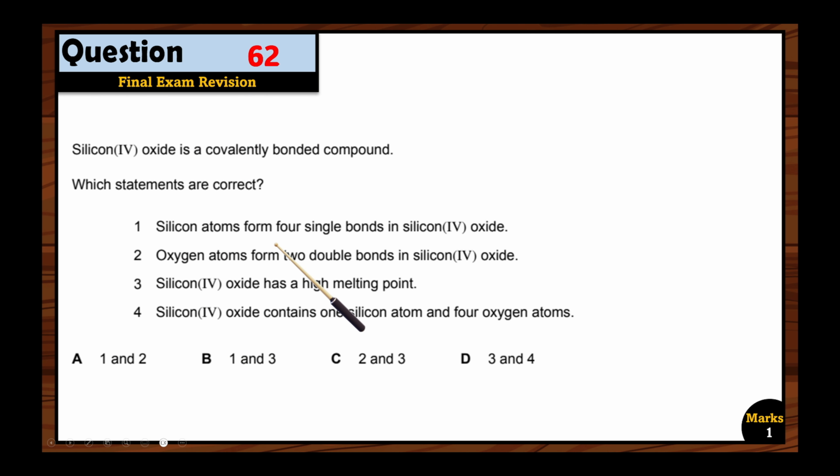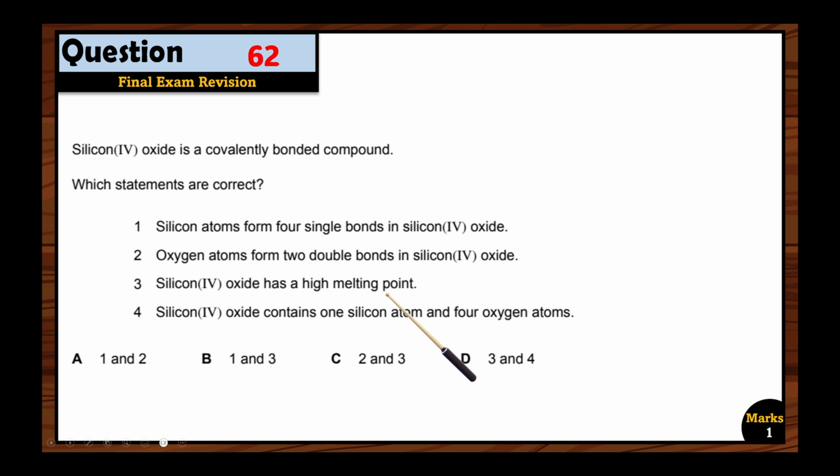Question 62. Silicon oxide is a covalently bonded compound. Which statements are correct? Silicon atoms form 4 single bonds in silicon oxide. Yes, because silicon belongs to group 4, so it needs 4 electrons, right? So it will make 4 single bonds. That's right. Oxygen atoms form 2 double bonds in silicon oxide. That's wrong. Oxygen atoms also make 2 bonds, but they are just single bonds, not double bonds.